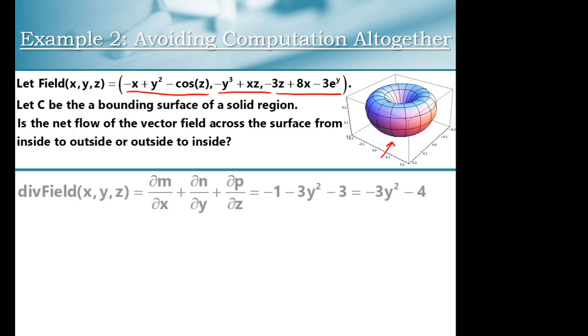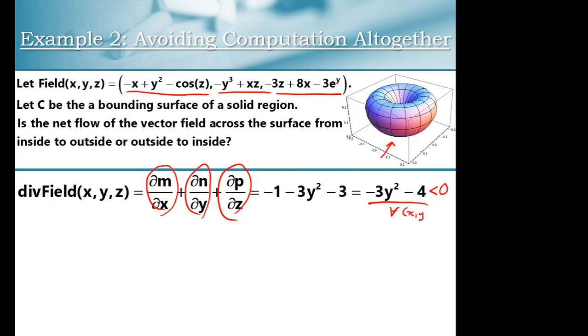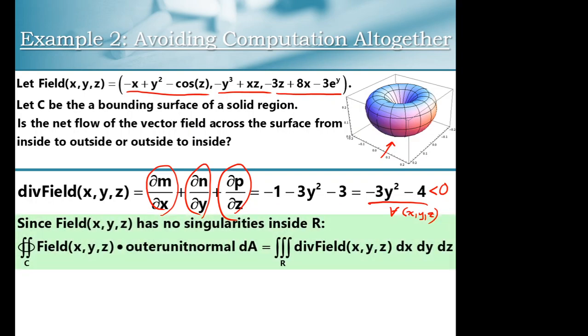Good news, when you go ahead and compute the divergence of this vector field, when you take these three partial derivatives and add them together, honestly not much really sticks around in the end. We just have negative 3y squared minus 4, which is always negative for all values of x, y, and z. And so we get the same shortcut that you guys have seen before. Now we are going to invoke, it's no longer the Gauss-Green theorem, it's the divergence theorem. So this is the big theorem from this chapter. It's called the divergence theorem.